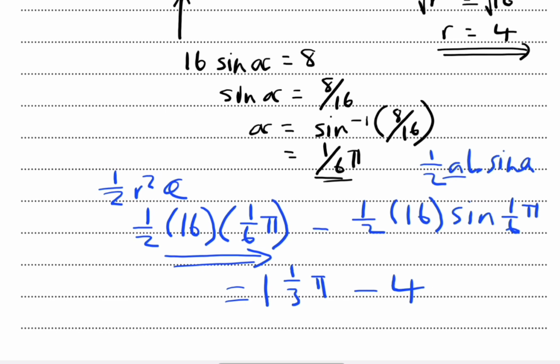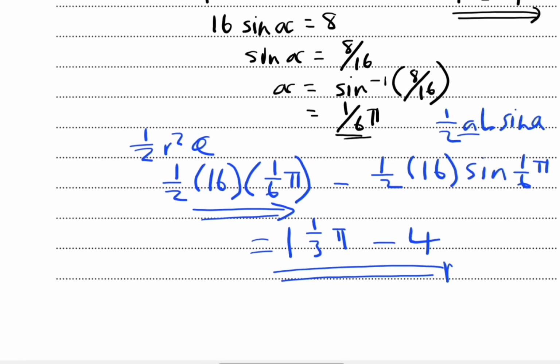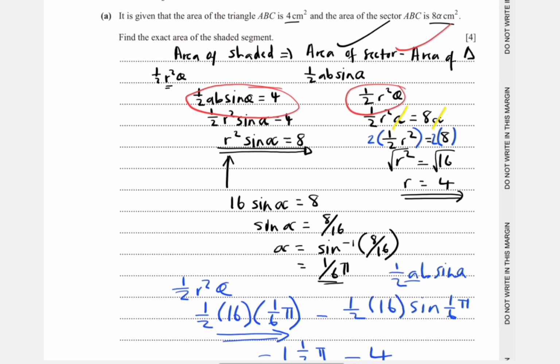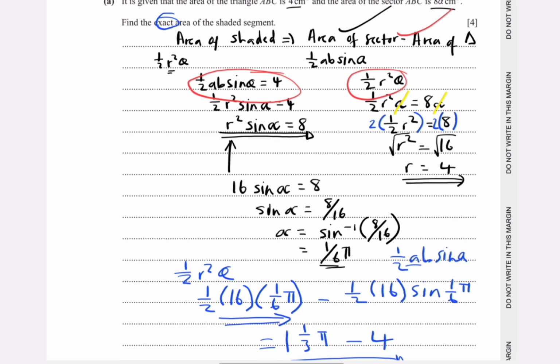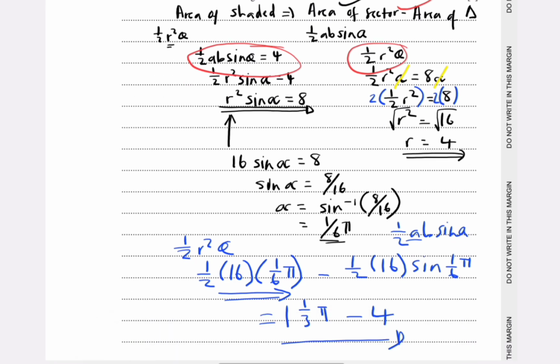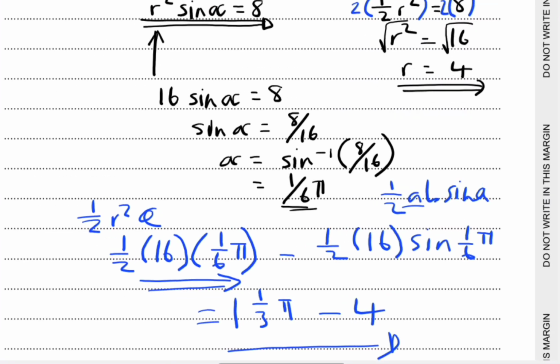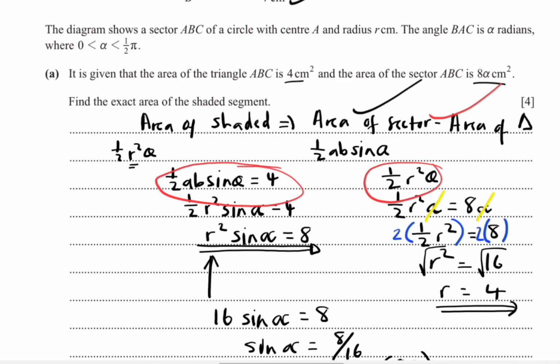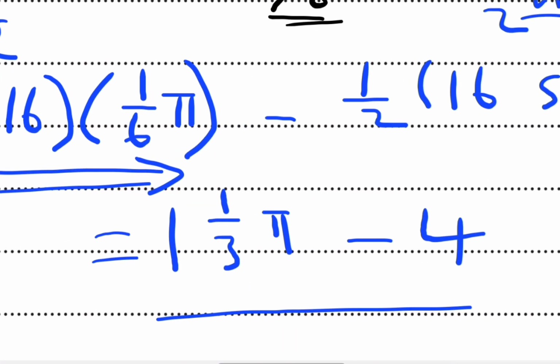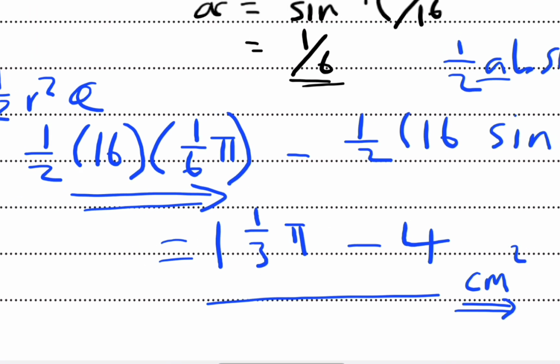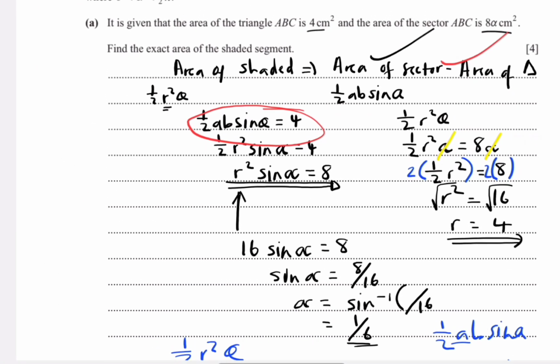And we're not going to simplify any further, since the question said find the exact area, right? So whenever you see a question saying exact, it means you don't need to simplify, right? You leave it either in terms of pi or with square roots, right? So this will be the area right here, and we're dealing with centimeters, so this will be square centimeters. Don't forget the units as well, right? And that will be it for part A.